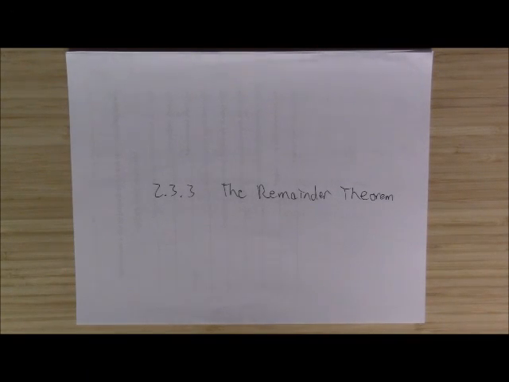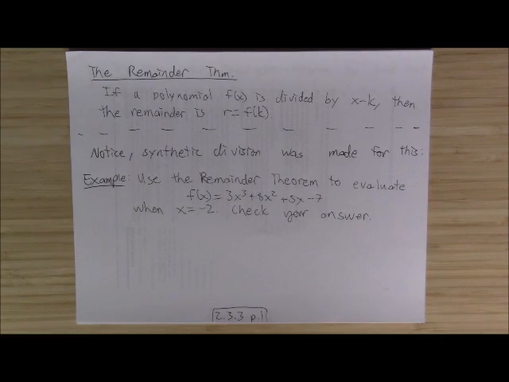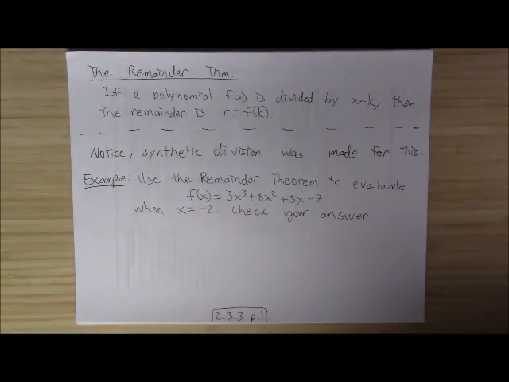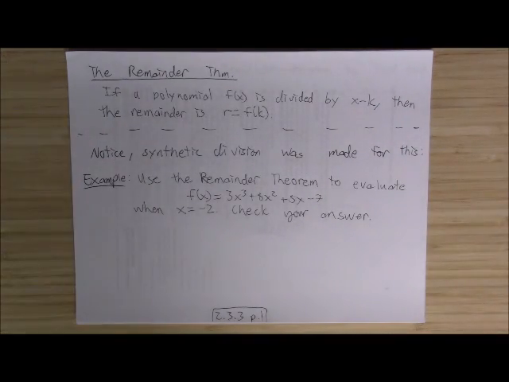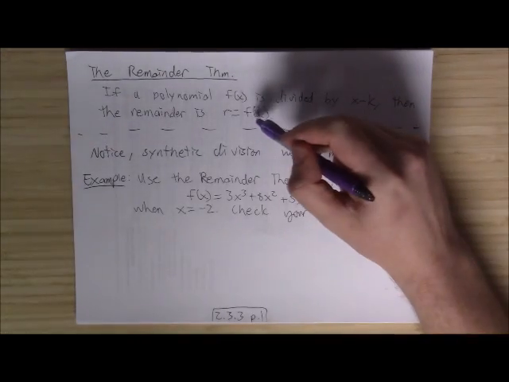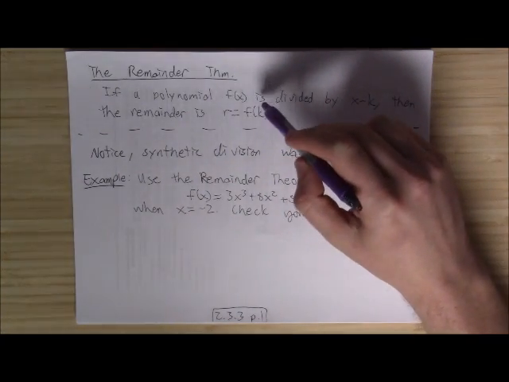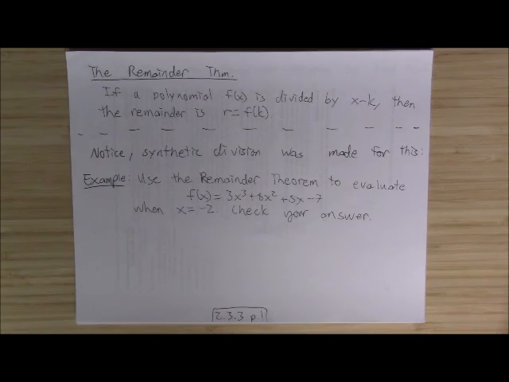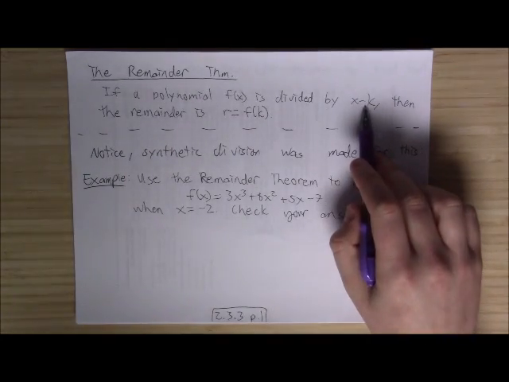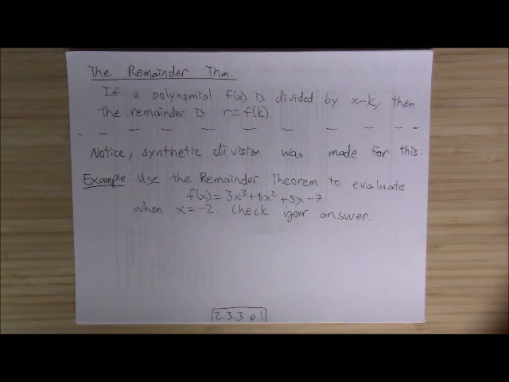In this video, we'll be talking a bit about an important theorem called the remainder theorem. So the remainder theorem basically says that if you have a polynomial f of x and you divide it by x minus k, then the remainder is always going to be the function value at k, the function value that you get by plugging in k. So notice synthetic division is kind of made for this because we can divide by x minus k here, right?